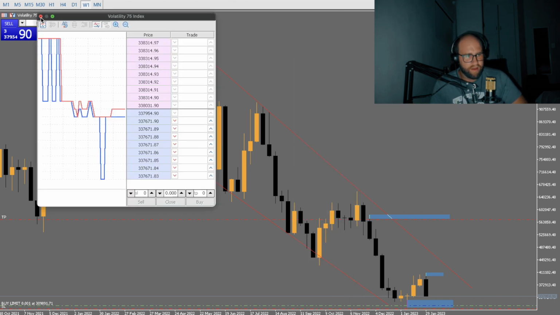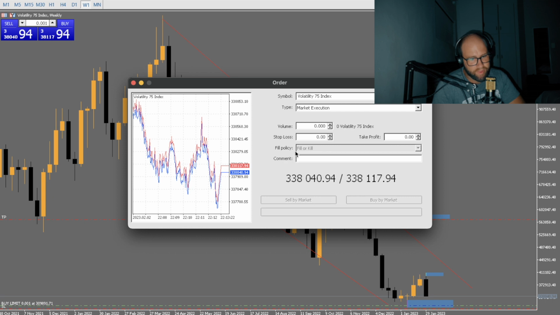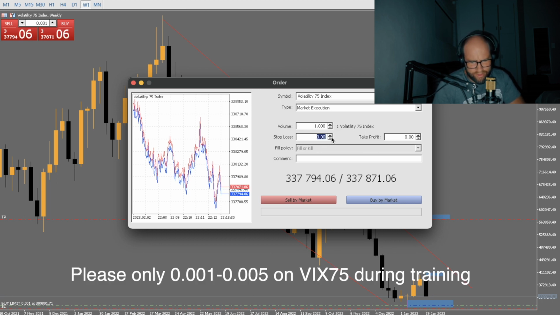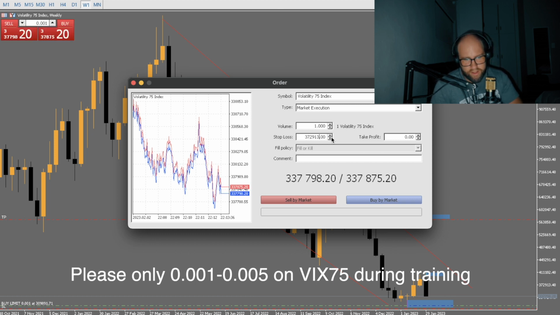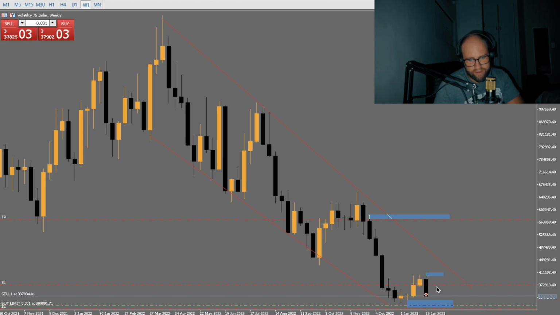Okay. Another way to place a trade, right click, trading, new order. And I can literally say, I'm going to sell this down with a 1.0 lot size because I'm crazy. My stop loss is going to be 372.913, just so I can place this. And now you can see you have a sell taken there. There's your stop loss, and I'm going to put a TP.